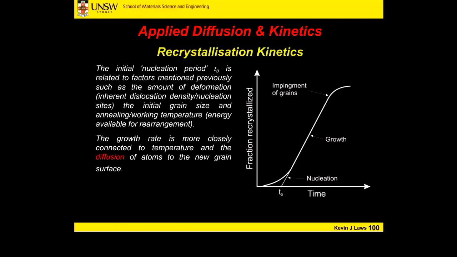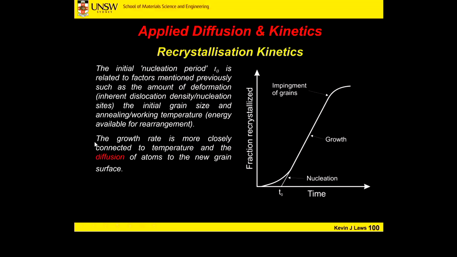All right, so this initial nucleation period, T0, is related to factors mentioned previously, such as the amount of deformation, the inherent dislocation density, or number of nucleation sites of the material. For a material that has very little deformation, this curve will shift a long way to the right. T0, the time to the onset of crystal growth, is going to be much, much longer. However, if we've got a heavily deformed material, this nucleation time is going to be much, much shorter. More deformation, more nucleation sites, higher driving force for recrystallization to begin.